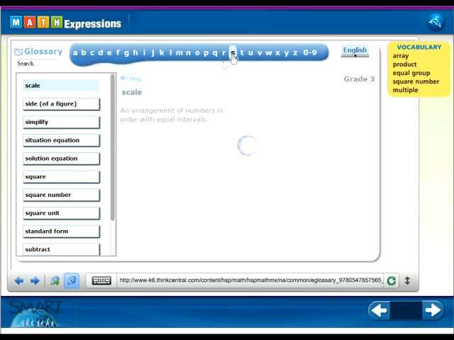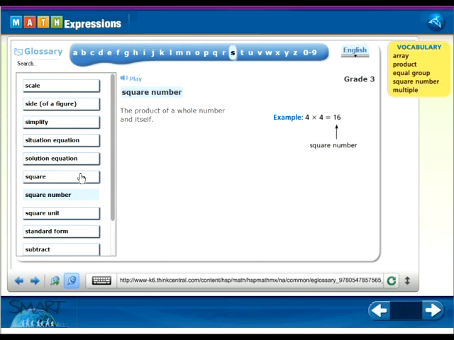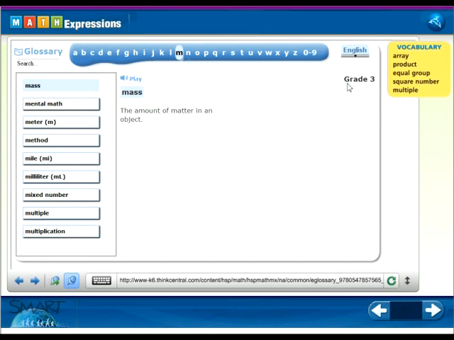Square numbers. Let's see if we can find a definition for square number. A square number is the product of a whole number and itself. 4 times 4 is 16. You already know what 10 times 10 is. And let's find out what a multiple is. A multiple, M-U-L, multiple, is a number that is the product of the given number and any whole number.